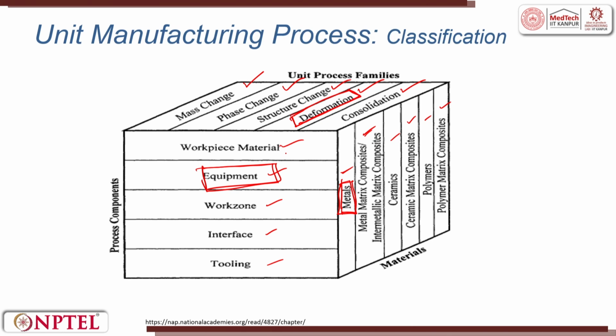That is, I am going to define my goal and scope of life cycle assessment. For example, in this illustration, I have marked now 3 different boxes here. You can say I have picked deformation, equipment and metals. When I say deformation, that means out of all the unit process families, I will only pick deformation. That is, I am talking about forging, right? Then forging of only metals. For example, I will talk forging of mild steel.